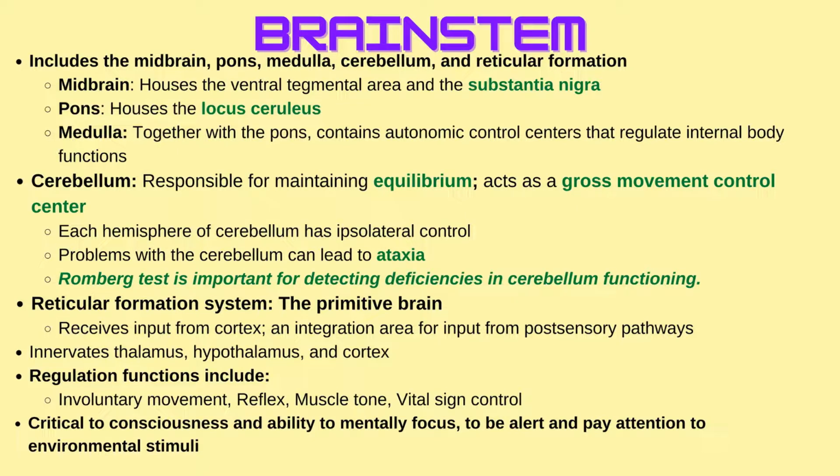And now let's talk about the reticular formation system. This is known as the primitive brain. It receives input from the cortex, an integration area for input from post-sensory pathways. It innervates the thalamus, hypothalamus, and the cortex. So the reticular formation's function would include involuntary movement, reflex, muscle tone, and vital sign control. When you think of vital sign control, think of blood pressure and respiratory rate. Now, this part of the brain is critical to consciousness. It helps us to mentally focus, to be alert, and to pay attention to environmental stimuli.